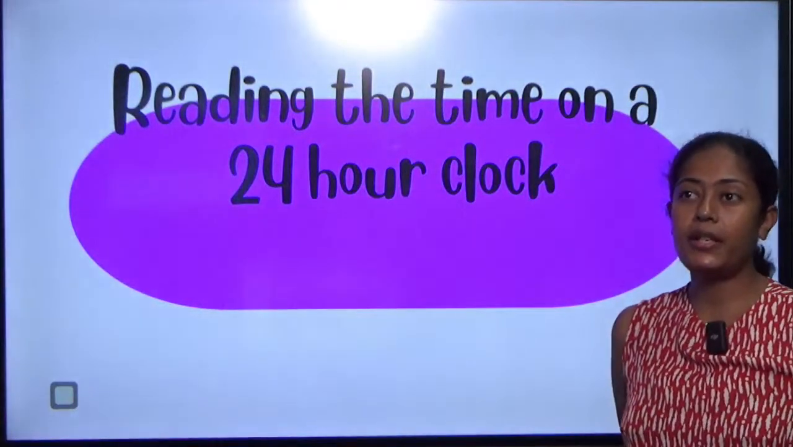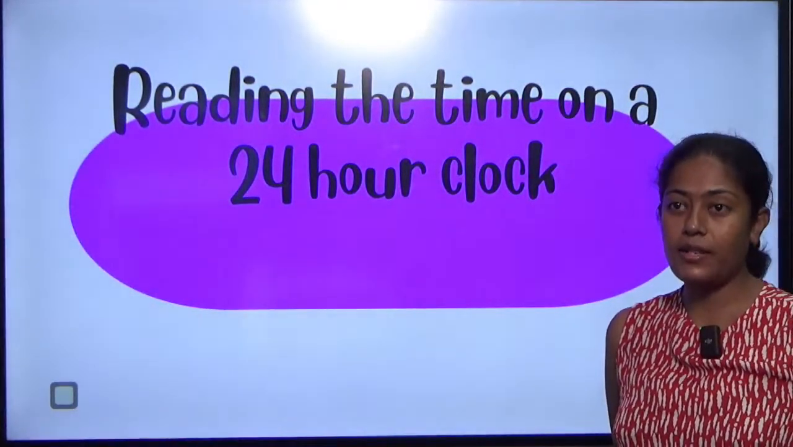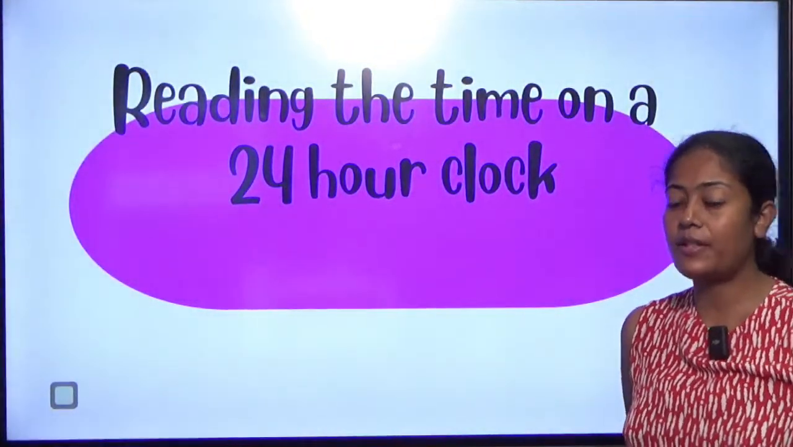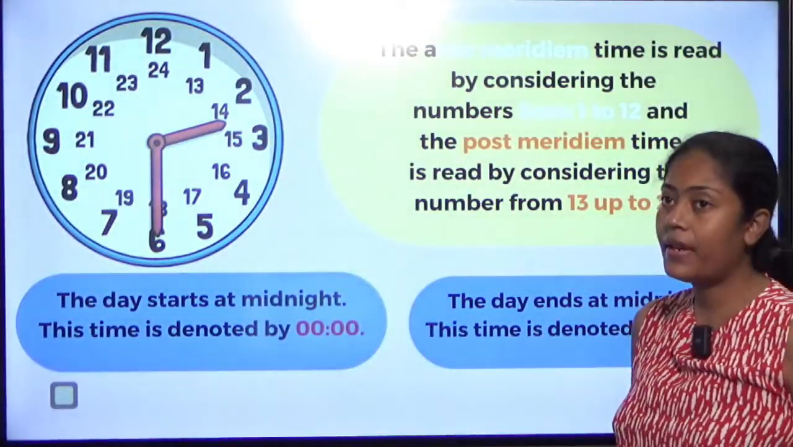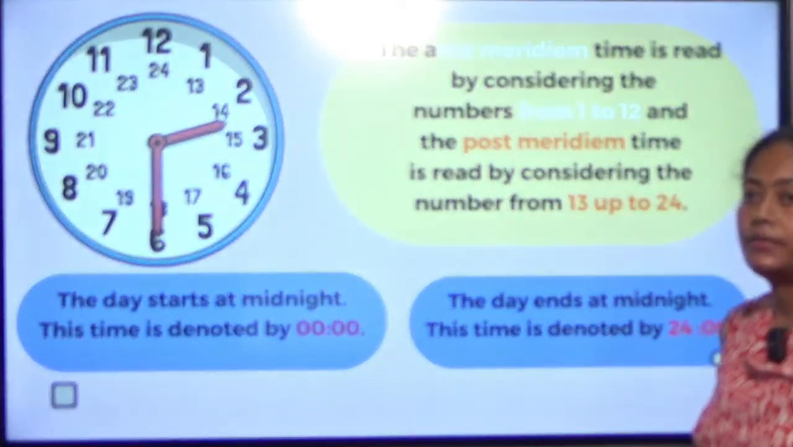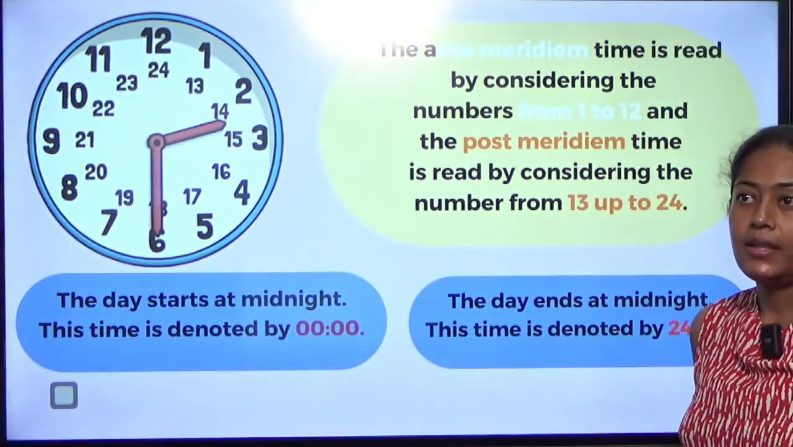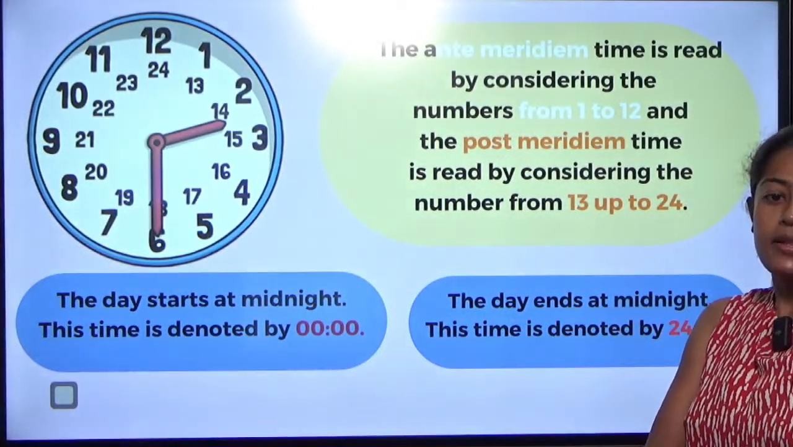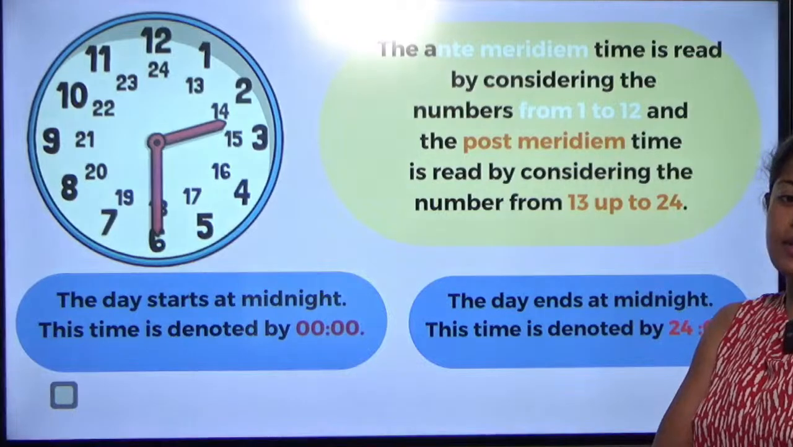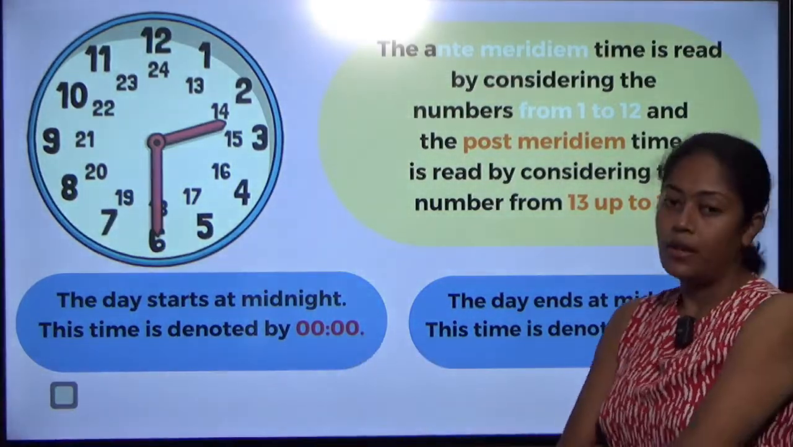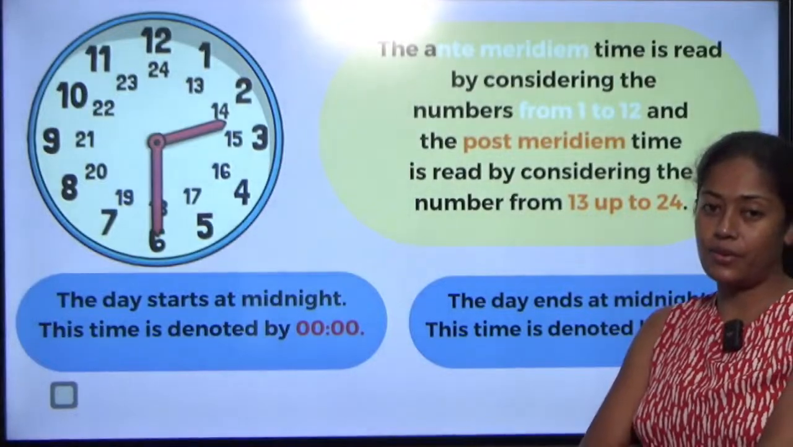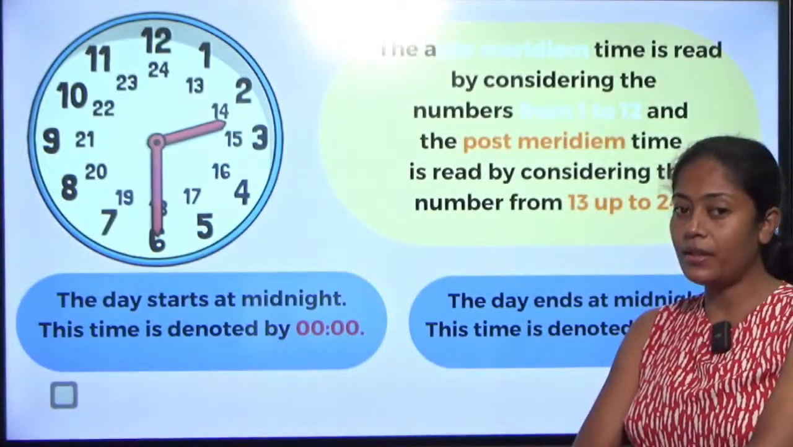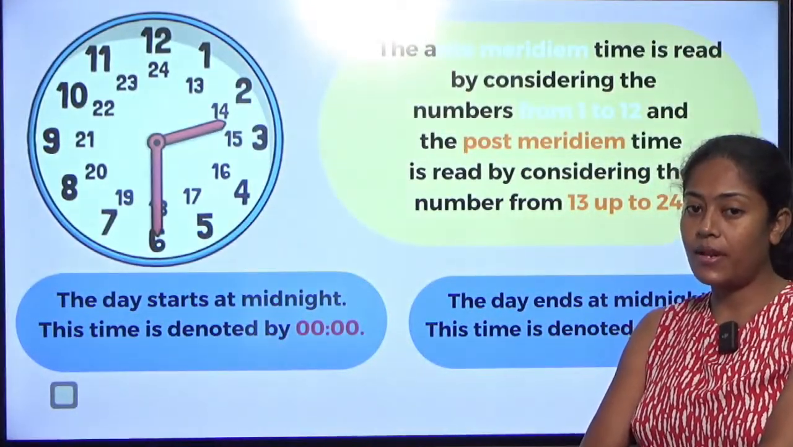Then we are going to reading time in 24-hour clock. I think you already know how to read time in 24-hour clock because you have learned these things in grade 5. Right? These things again same thing I have explained. The day starts at midnight. This time is denoted this way. How many zeros? 4 zeros. We are denoting this by using 24-hour clock, right?